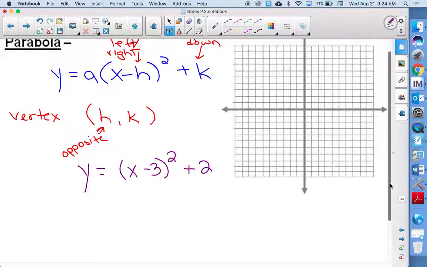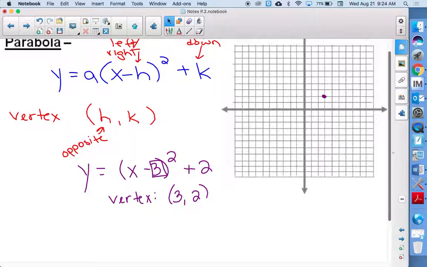So Garrett, the vertex would be? That'd be 3, positive 2. 3, 2. So right here is the h. It's separate from the minus sign. The minus sign is part of the equation. So I'm going to start at 3, 2. So over 1, 2, 3, up 2. That's the starting point. Now, we're not going to make a t-chart. We're going to do some mental math.